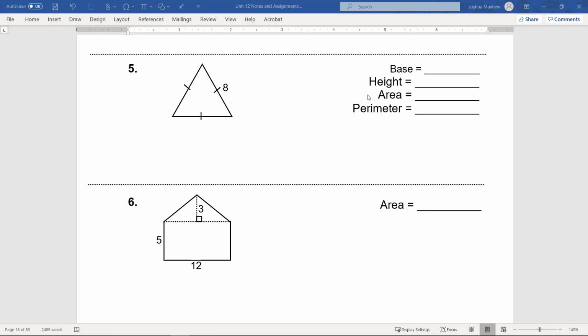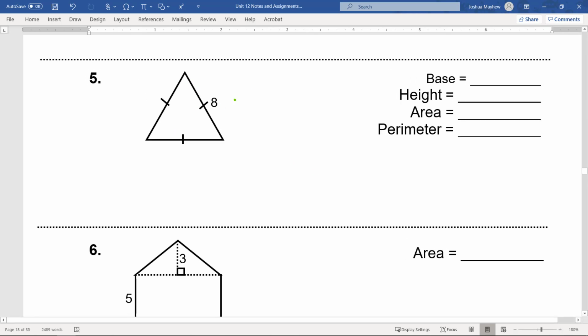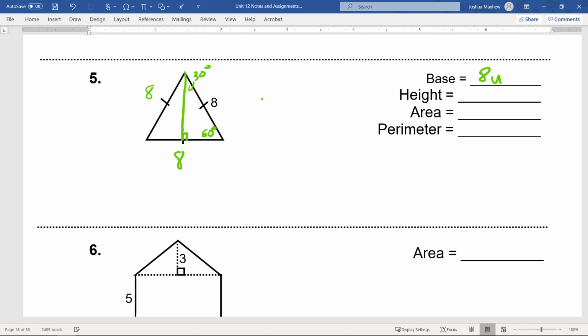All right, let's look at example number 5. A little tricky, gotta think. Number 5 is an equilateral triangle. Well, all the sides are 8. So that's 8, and that's 8. If I make that my base, I'll make that 8 units for the base. Now I need to know what the height is. So I'm going to draw in the height. Since it is an equilateral triangle, all angles are 60, so that's 60, and that angle right there is 30 degrees. And much like the isosceles, the height bisects the base, so this will be 4.